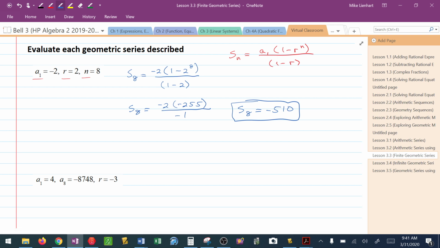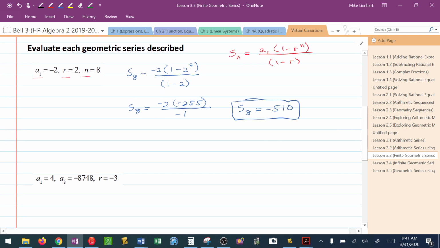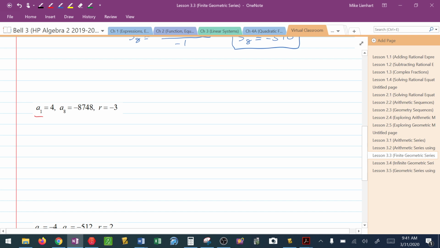All right, let's take a look at this next one. Remember, what are the pieces that we need? We need a sub 1. Got it. We need r. Got it. And we need n. Do we know n? Well, in fact, we do know n. It's kind of hidden in there though, isn't it? It's a sub 8, so I'm thinking that's the 8th term, right?